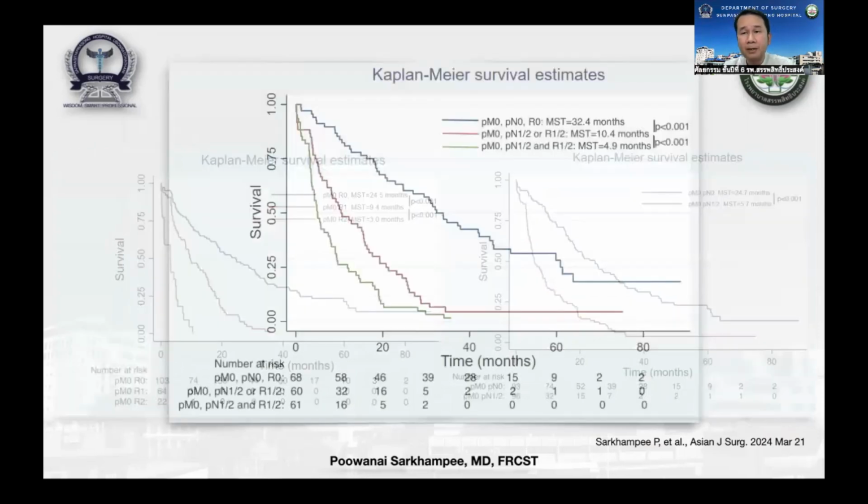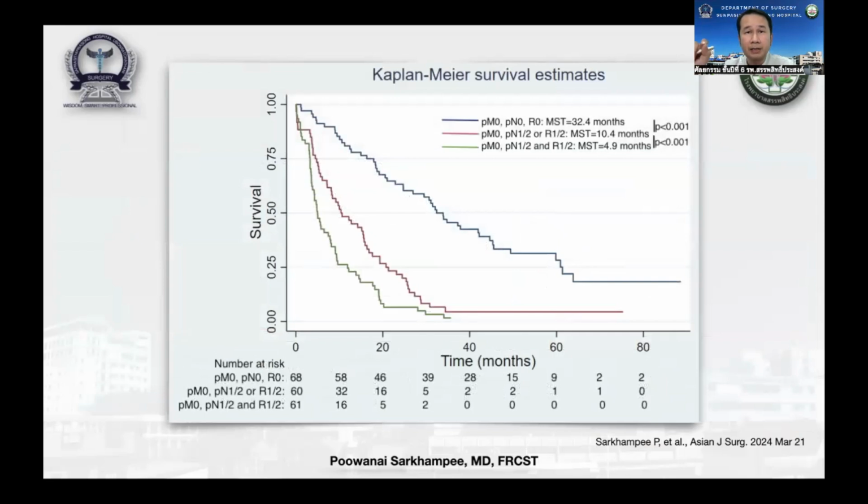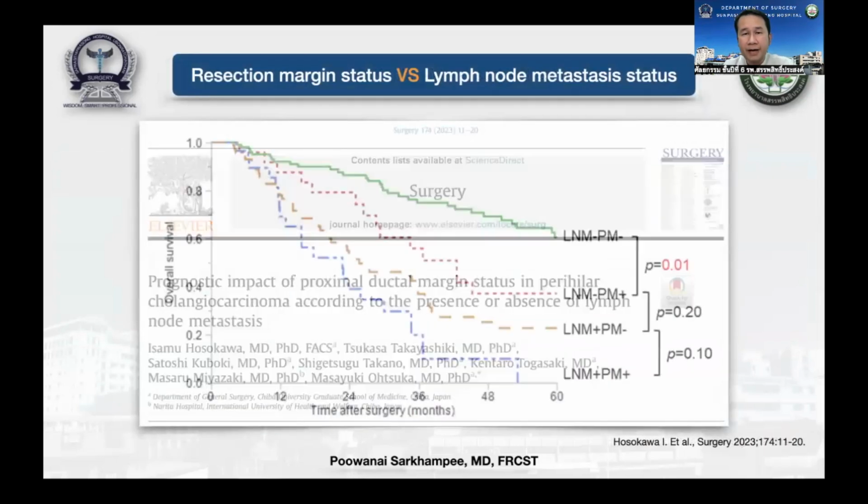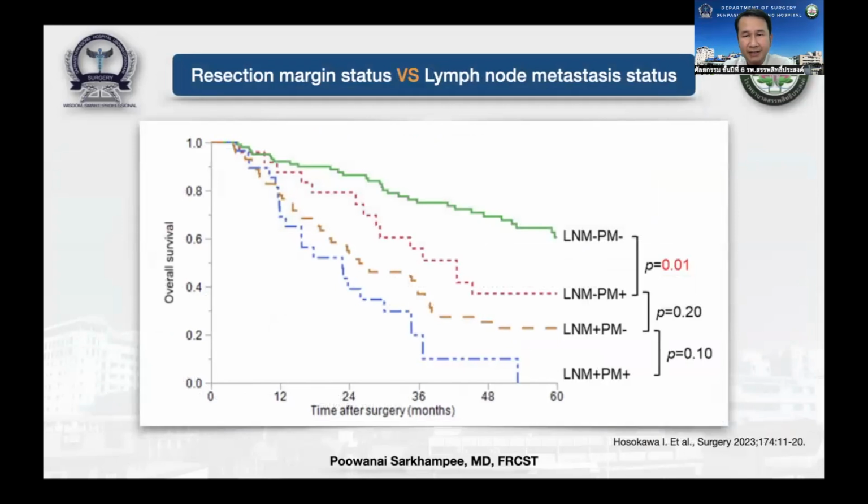But of R0 resection and lymph node negativity, which one is the most important factor for the patients? The Japanese group found that for lymph node negative patients, R0 resection gives better survival outcome. But in lymph node positive patients, resection margin status makes no difference. R0 and R1 had no different survival outcome in the lymph node positive group.